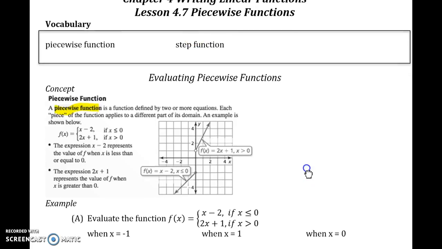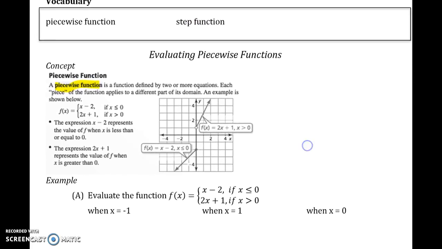Okay, so if you look at this concept right here, you'll see, for example, this is an example of a piecewise function because it has two equations, and you'll see there are what are called constraints, which basically tell you the domain of each piece of the function. And then together it creates one larger picture, which is called the piecewise function.